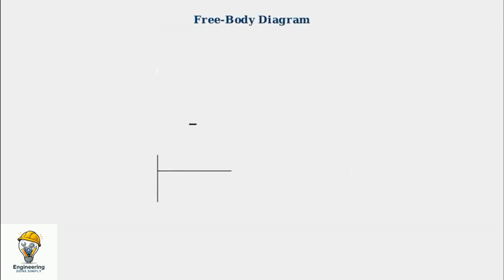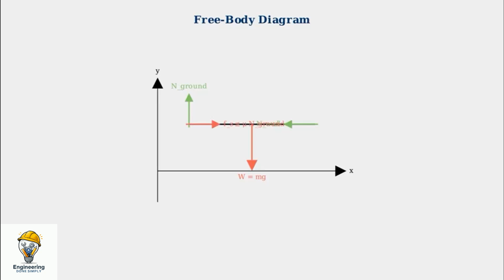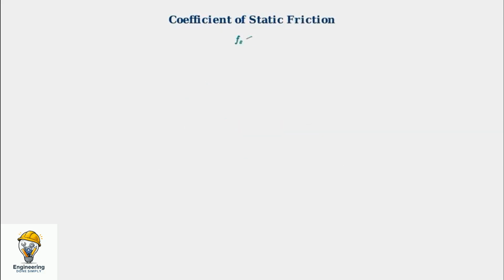The free body diagram shows the ladder as a simple line. Forces include the weight downward at the center, normal force from the wall horizontally, normal force from the ground vertically, and friction force opposing potential sliding. Applied forces are shown in red, reaction forces in green. Friction plays a crucial role here.